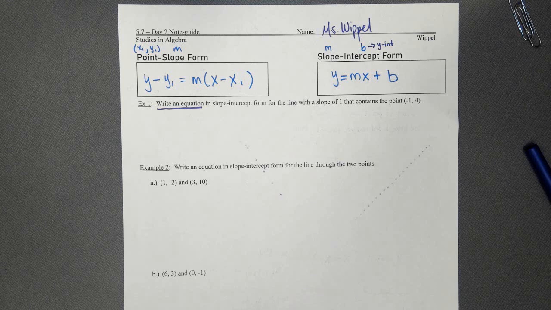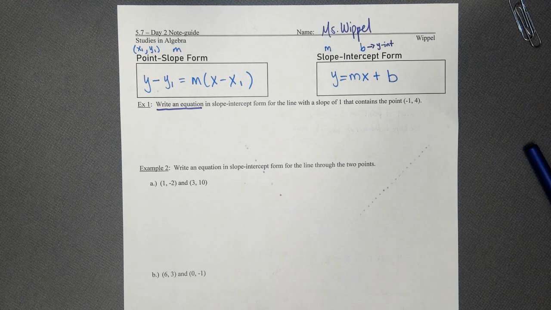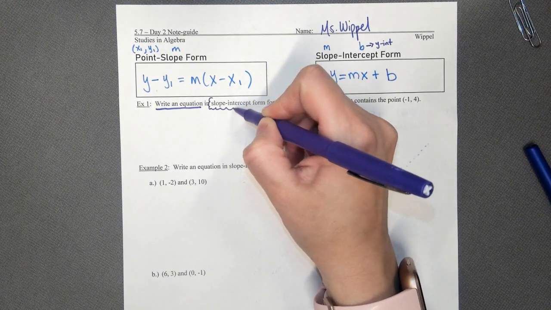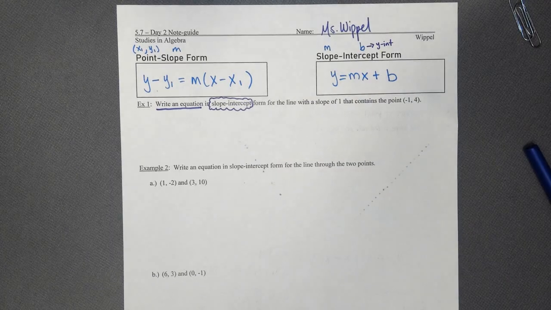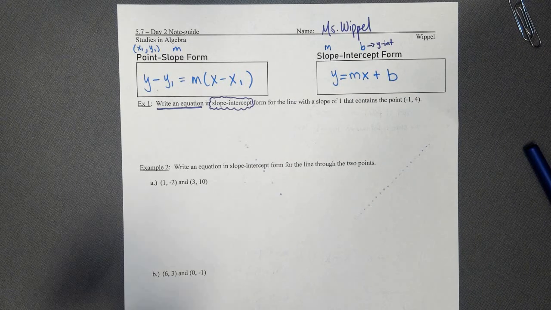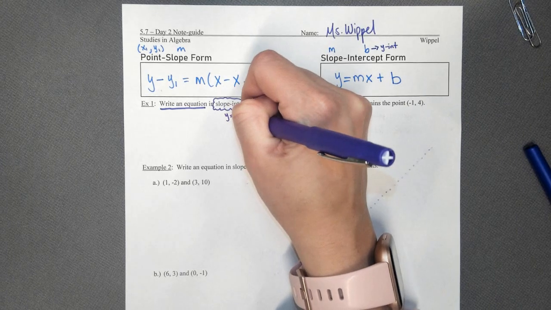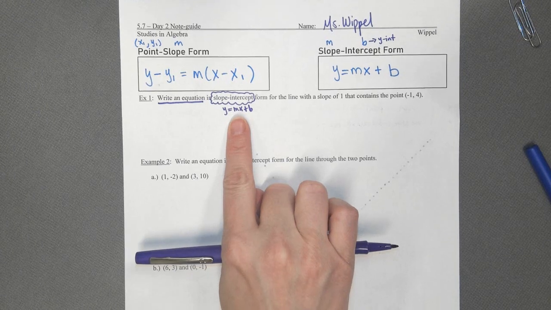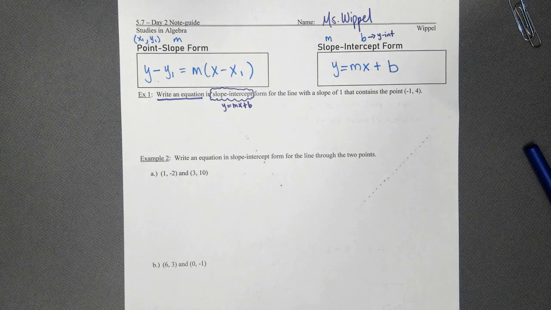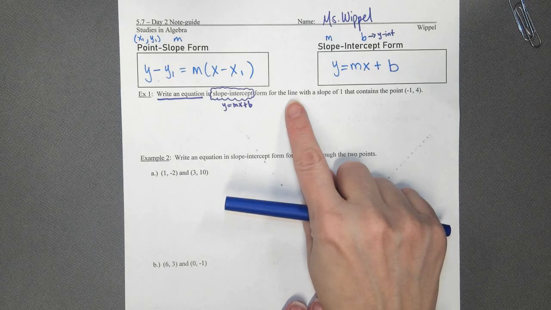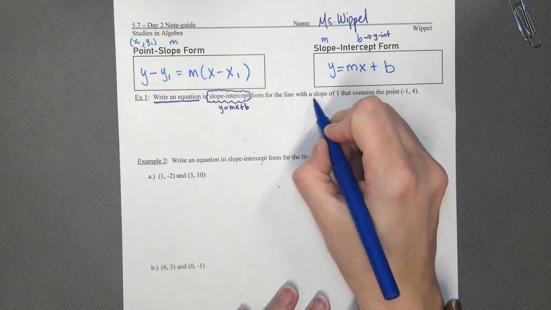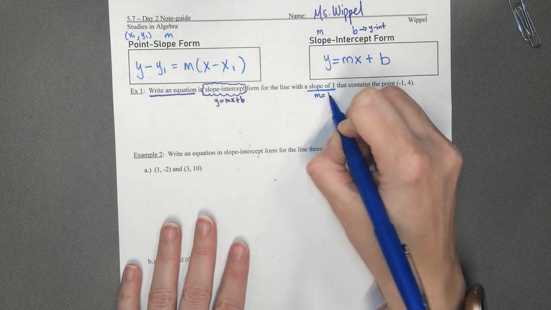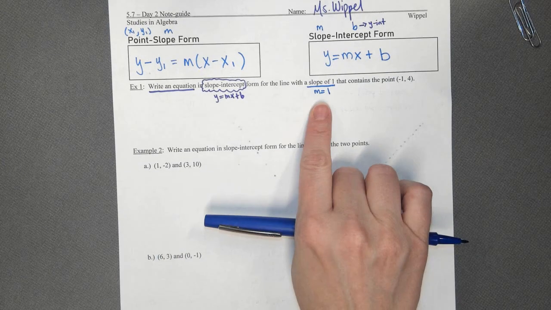Now it's going to tell you what form it should be in. So yesterday we had some that had to be written in point slope form. This one says slope intercept form. Okay, so if it's slope intercept form, a good thing to do is to write what that form is underneath so you know what your final solution should look like. Okay, now it says for a line with a slope of 1. Okay, and we know that slope is m. So this means if it says slope of 1, m equals 1.